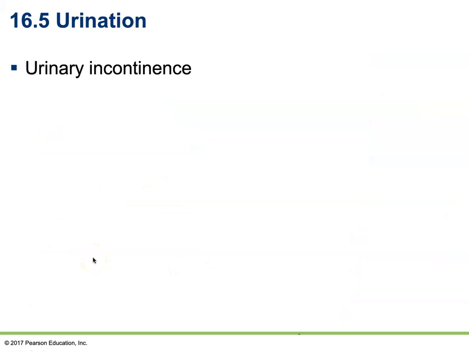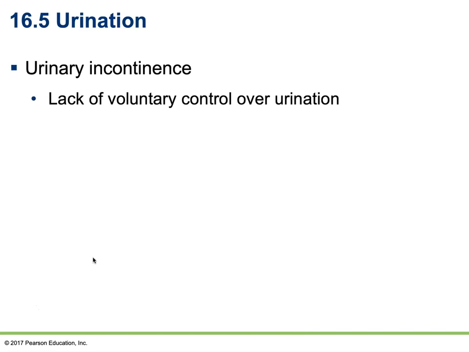There are several types of homeostatic imbalances associated with urination. Urinary incontinence is the lack of voluntary control over urination. This is pretty normal for infants and toddlers.